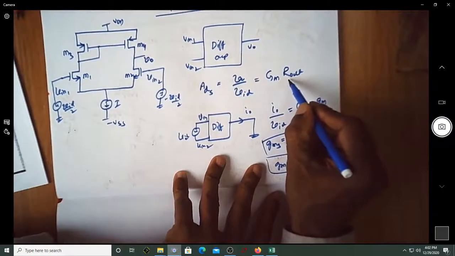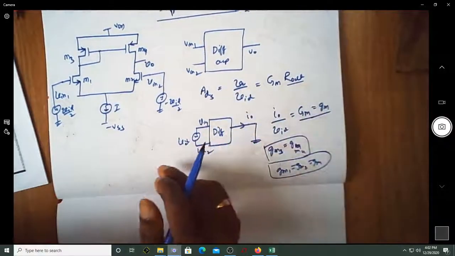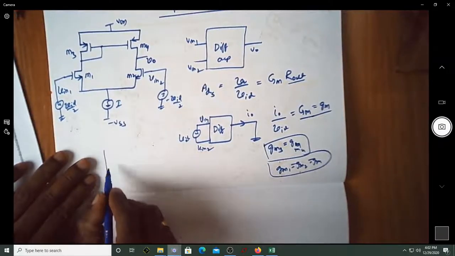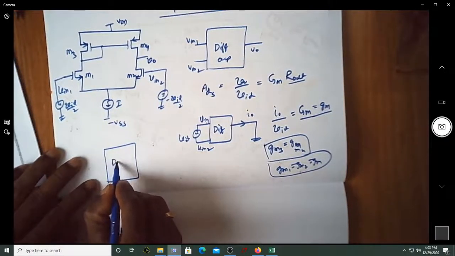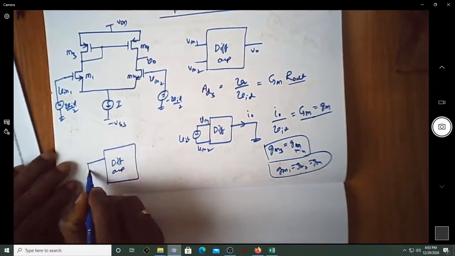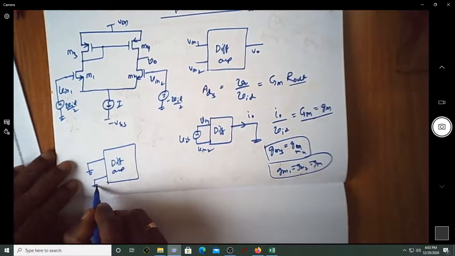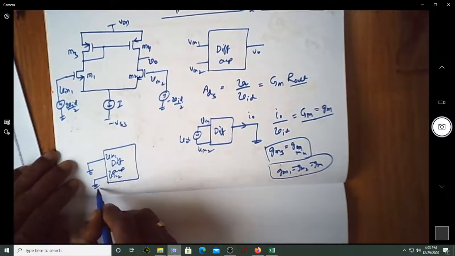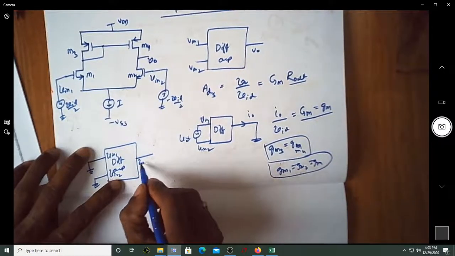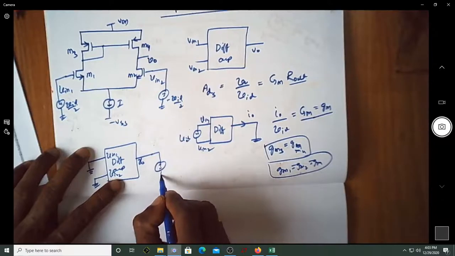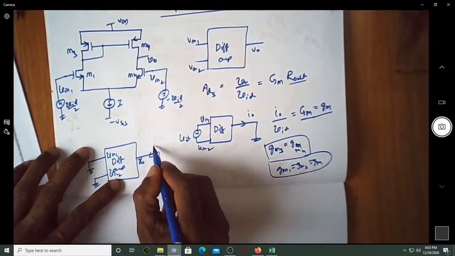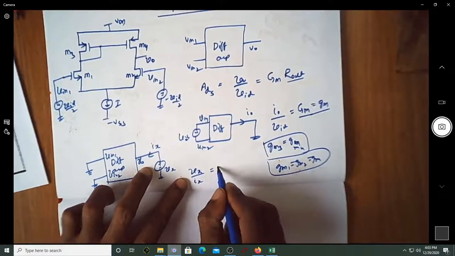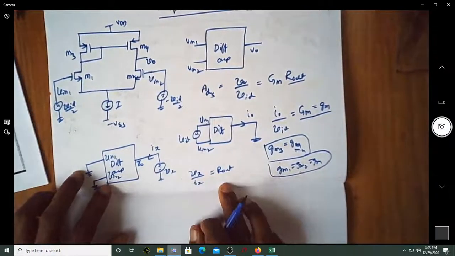Next, we are supposed to find the R out of the same differential amplifier. As we know, R out can be found by considering the block diagram. So this is my diff amp. In this diff amp, we are supposed to ground the two input voltages, that is, Vin1 and Vin2 are grounded. At the output V0 point, we apply a dummy source Vx, and we try to find Ix. So Vx by Ix happens to be the value of R out, the output resistance.